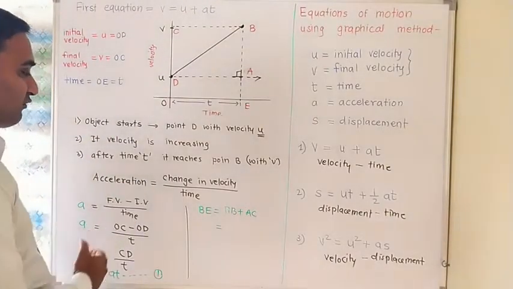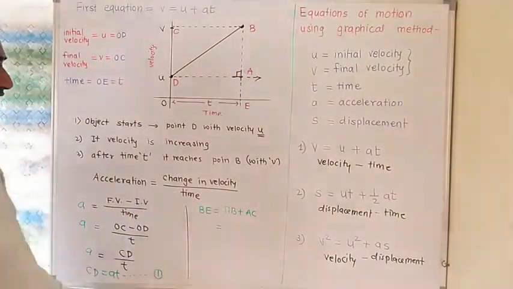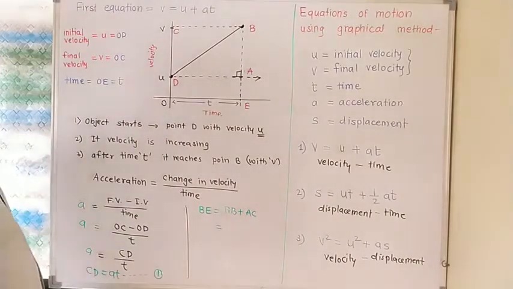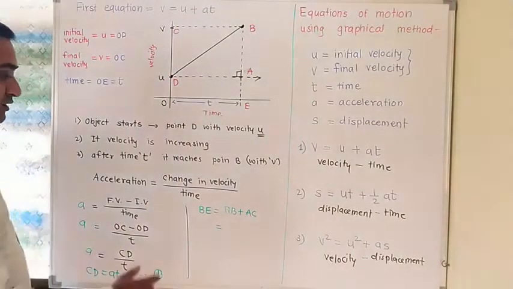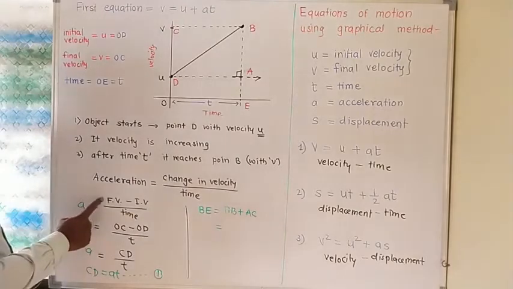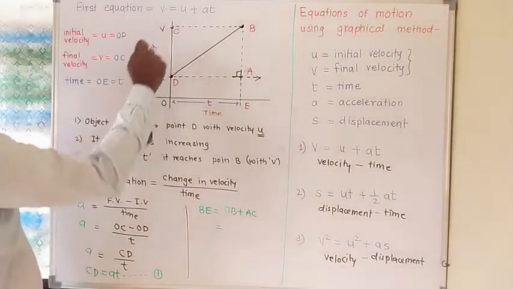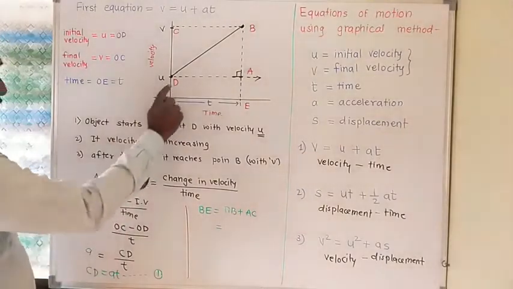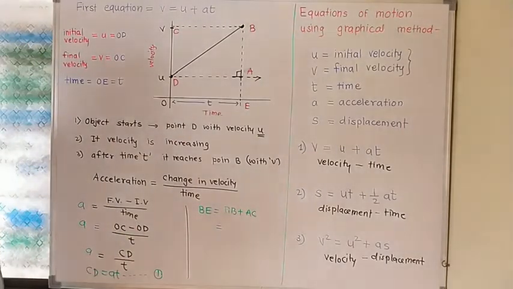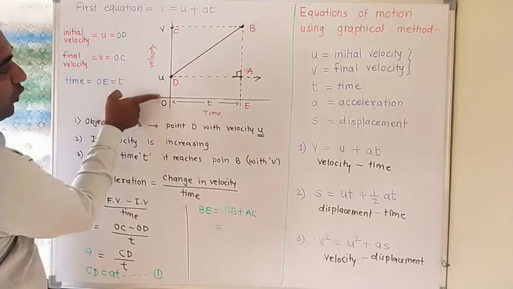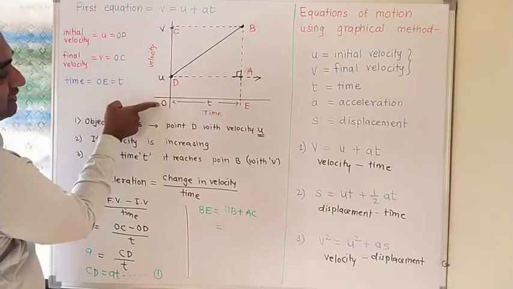So what is acceleration? We know the well-known formula of acceleration: change in velocity divided by time, rate of change of velocity. So change of velocity means what? Final velocity minus initial velocity. So what is final velocity here? OC is the final velocity and OD is the initial velocity. Getting? So suppose OC minus OD.